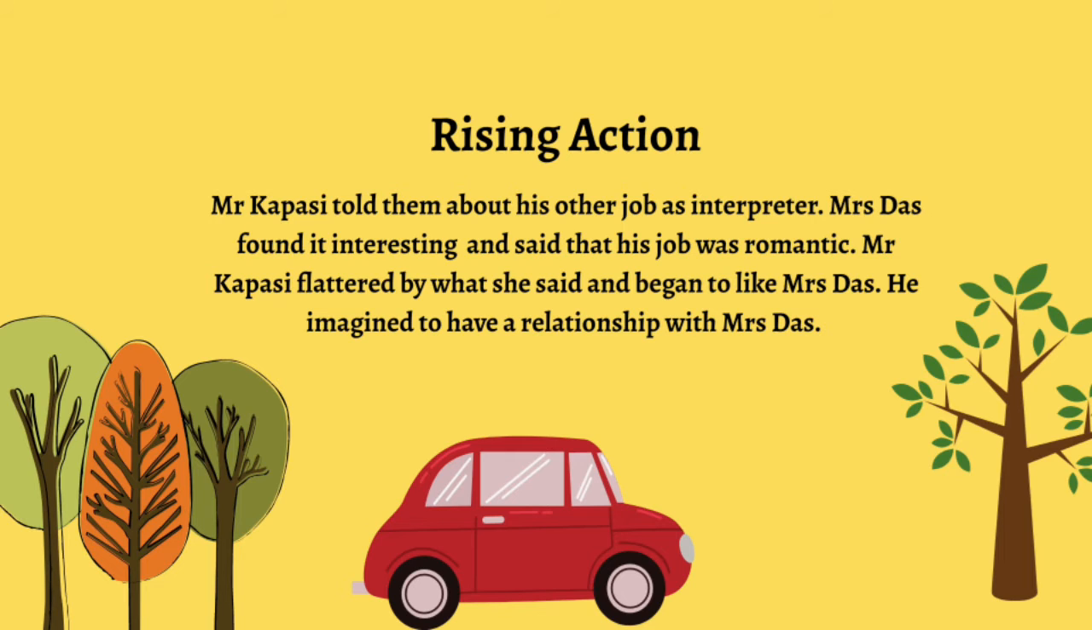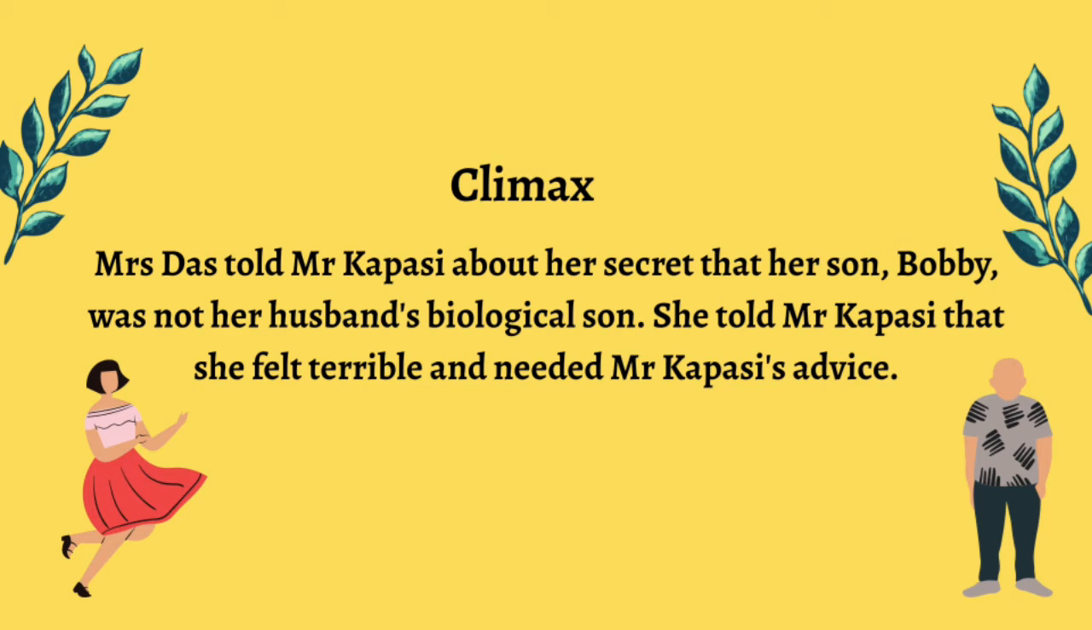And he started imagining having a relationship with Mrs. Das. After the rising action, there is the climax, the moment of the greatest tension. Mrs. Das decided to wait at the car with Mr. Kapasi. Mrs. Das told Mr. Kapasi about her miserable married life and her secret that her son Bobby was not her husband's biological son. She told Mr. Kapasi that she felt terrible and she needed Mr. Kapasi's advice.